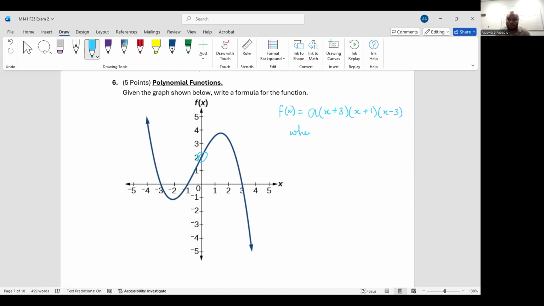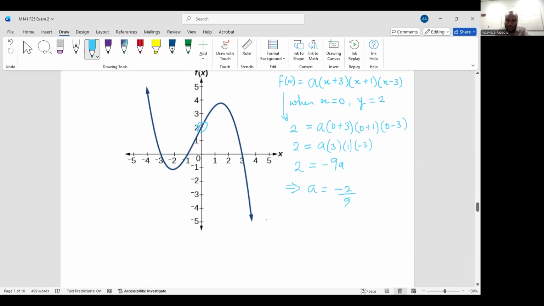So when x is 0, y is 2. So I just need to say 2 equals A times (0 plus 3)(0 plus 1)(0 minus 3). And that is 2 equals A times 3 times 1 times negative 3, which is negative 9A. And that implies that A is negative 2 over 9.